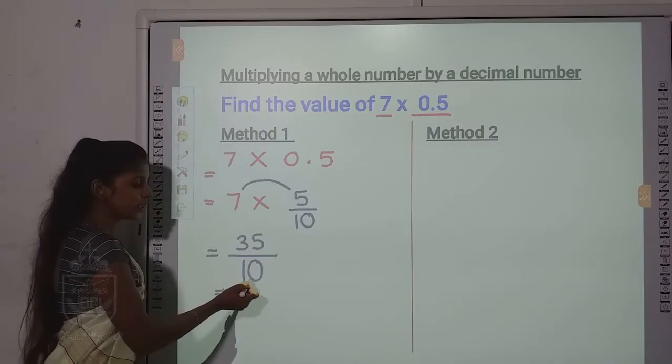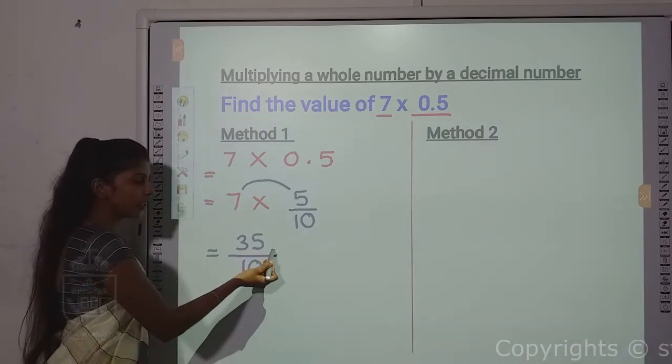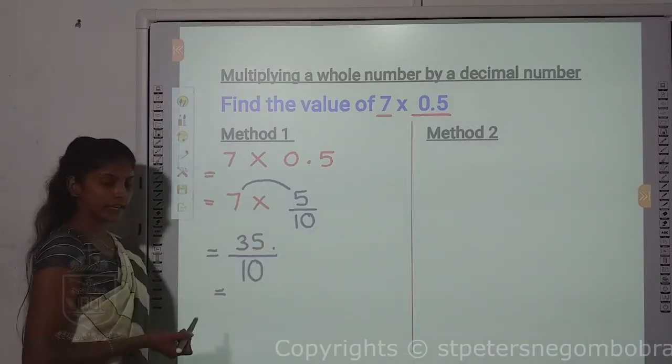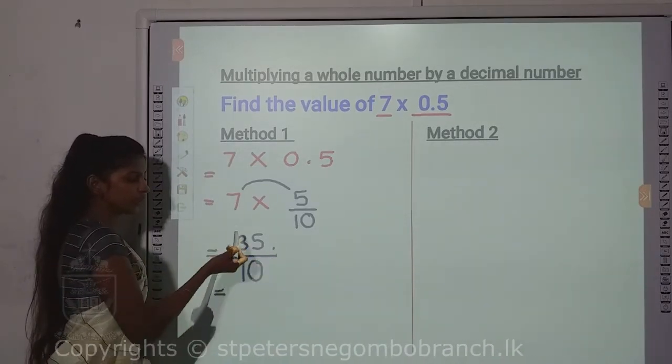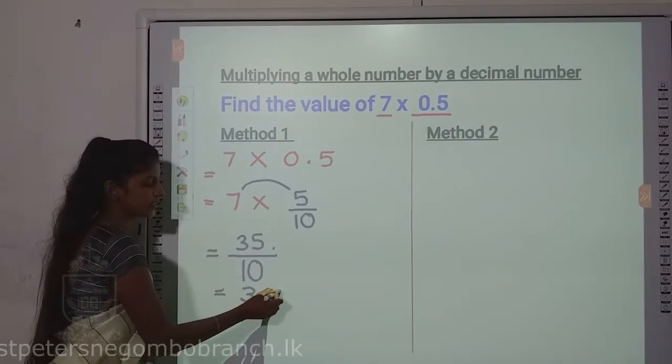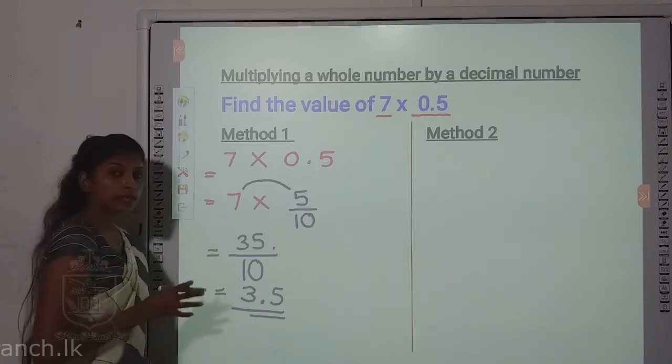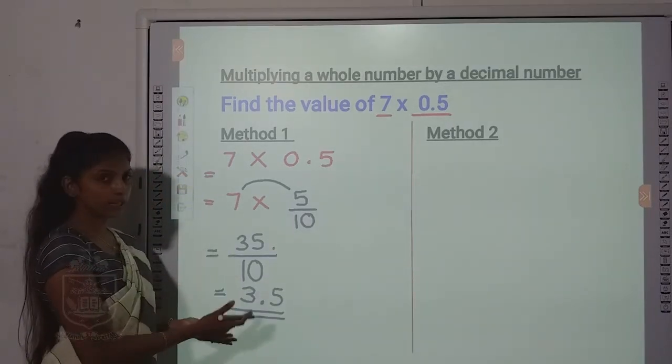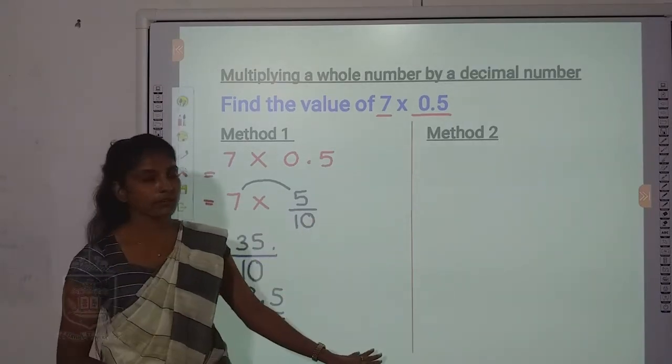Now it's easy for us to get the decimal number of this. So 1 zero, if it is division, point will move. This is the point at the end. From that point, one place is taken. Answer is 3.5. So let's see how we can do the same calculation using the second method.